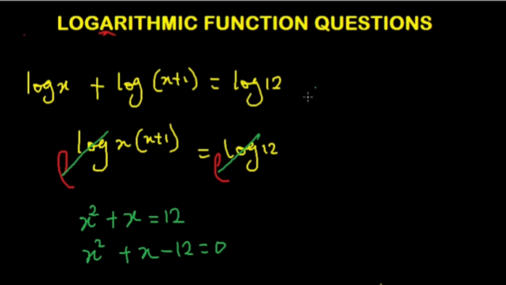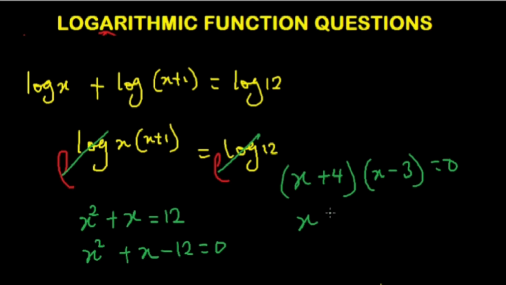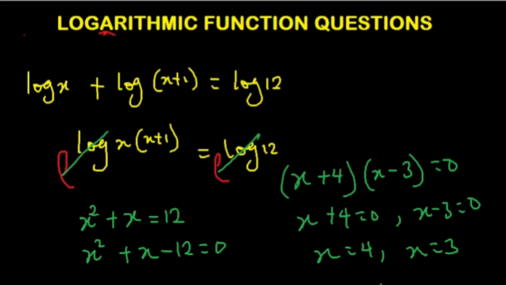That will be a quadratic equation, and if I properly solve this one, I should have x plus 4 and x minus 3 is equals to 0. Therefore my x plus 4 is equals to 0, and the x minus 3 is equals to 0. Then x is equals to minus 4 and x is equals to 3. So that will be the answer for that one. So I hope it's clear.